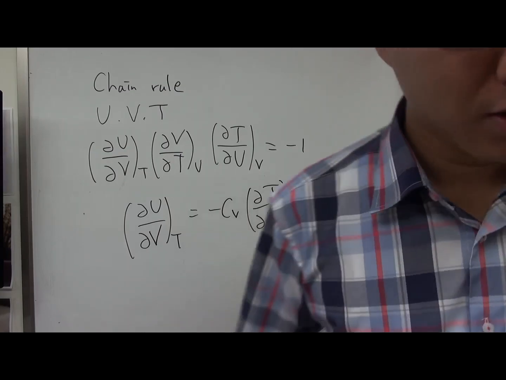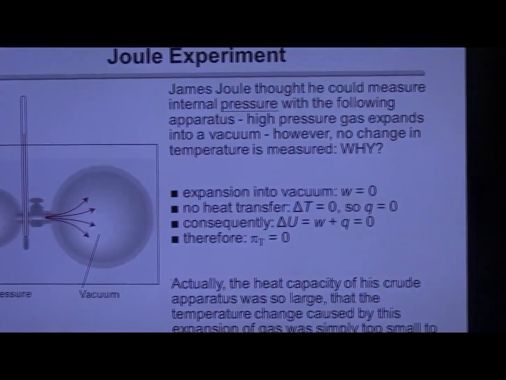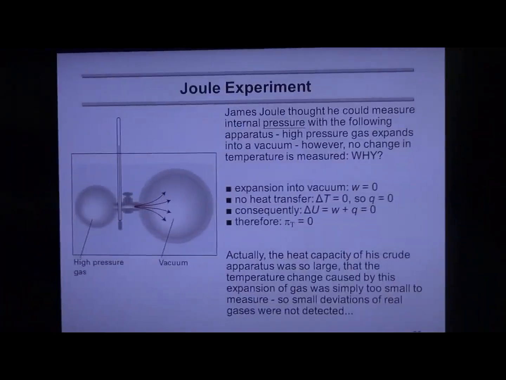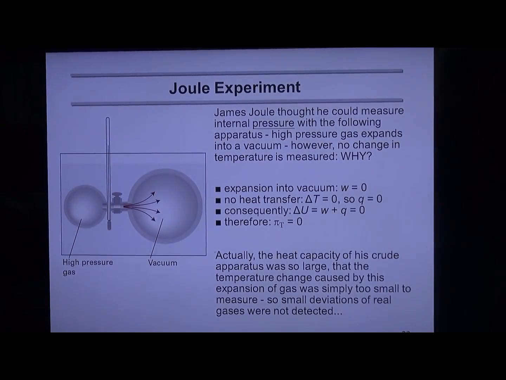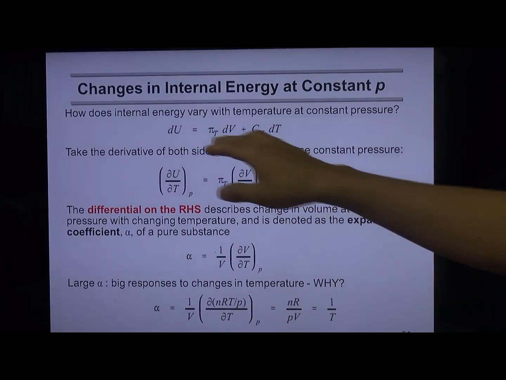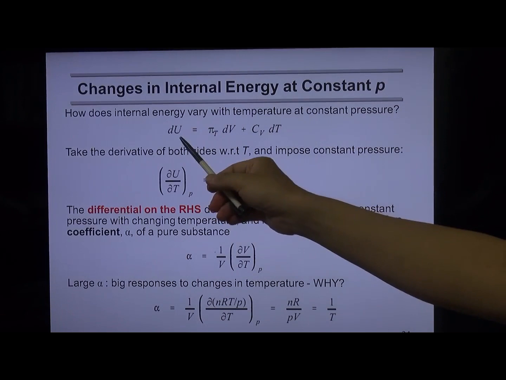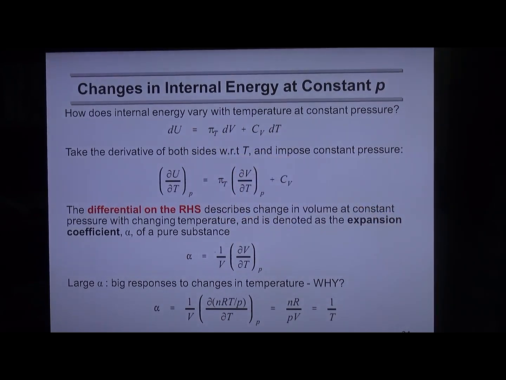All right, let's go back. Let's go back to the slide. So we learned about Joule free expansion. So we got the expression for dU. dU is equal to pi_T dV plus C_V dT.